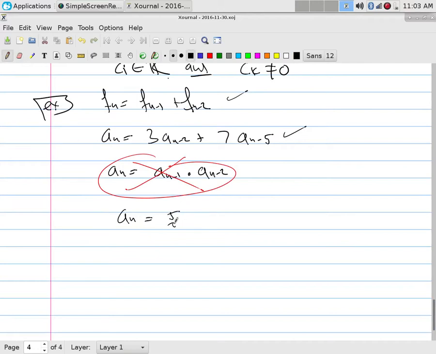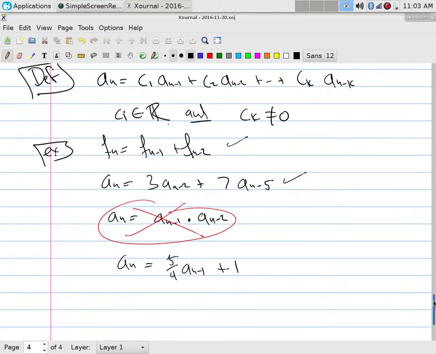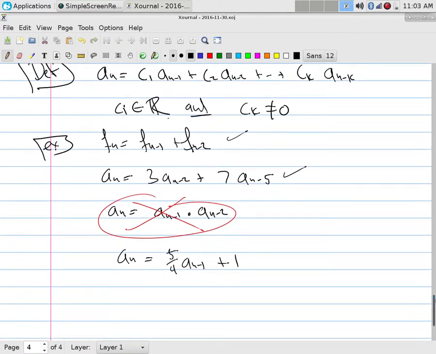What if I said a sub n is equal to 5/4 of a sub n minus 1 plus 1. Does it meet this form? What does every term require? Every term needs a constant times an a sub n of some sort. Does every term look like that? No, right? This guy is my problem. He doesn't have an a in it. So that would mean, nope, can't do that.